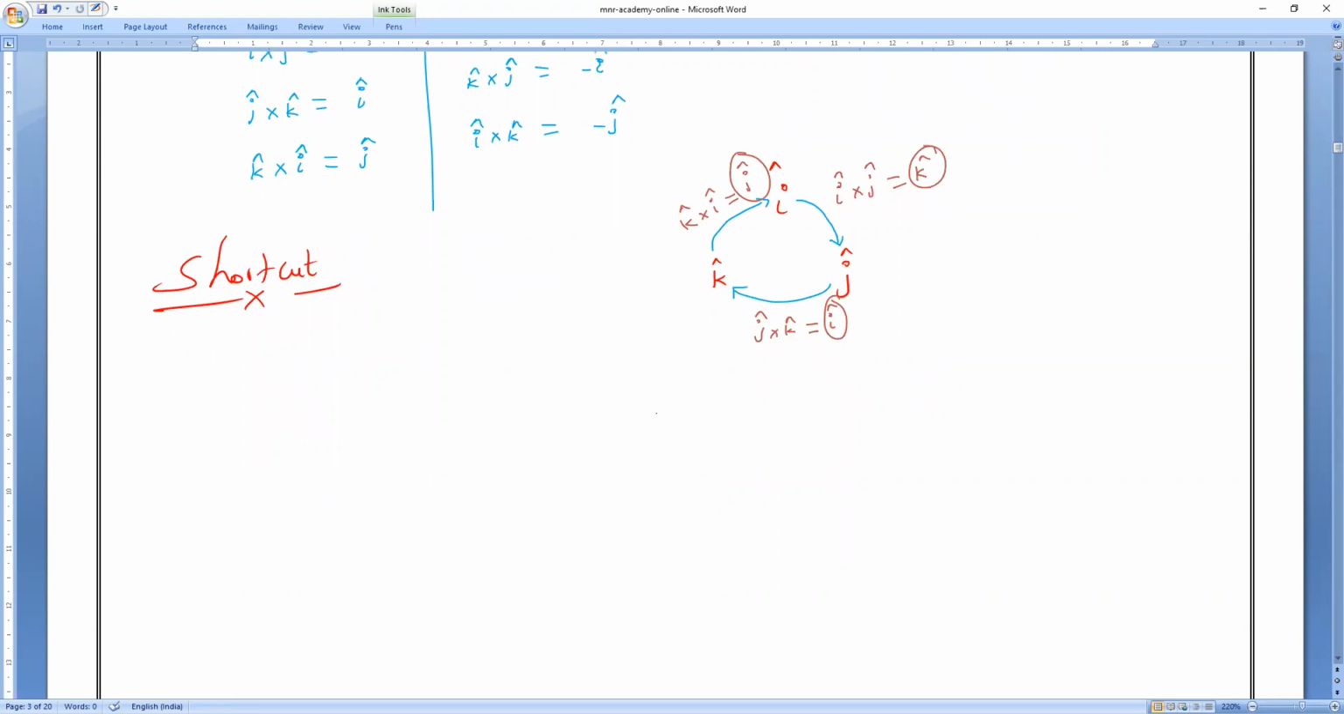Next, the opposite of that: anti-clockwise. Again, same thing. Draw a triangle, I cap, J cap, and K cap. Now come in the opposite direction. Now, I cross K, what will come? Minus J cap. Next, K cross J, what will come? Minus I cap. J cross I, opposite, what will come? Minus K cap. Is it easy to remember, everybody?